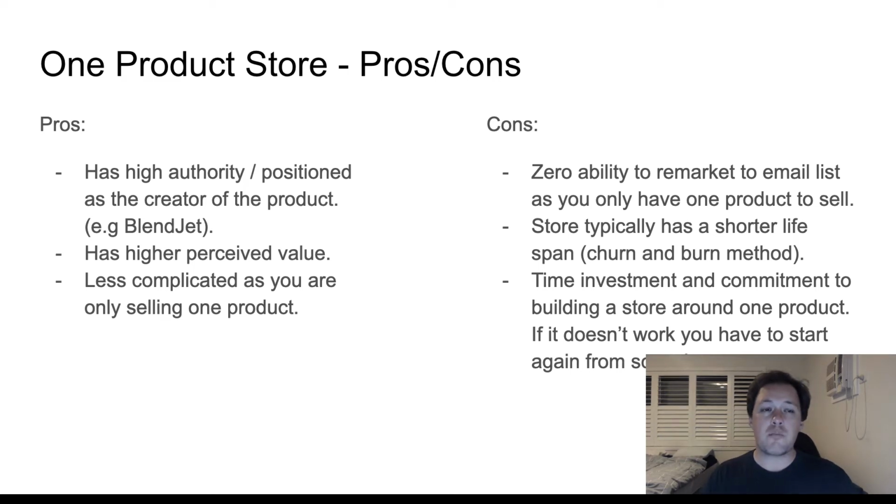Also, one product stores, a big pro is that it's less complicated. You're only selling one product to one market at one time, okay? So it's super streamlined. It's very simple. You're not worrying about having 200 products on your store. You're just focusing and putting all of your efforts into one product.